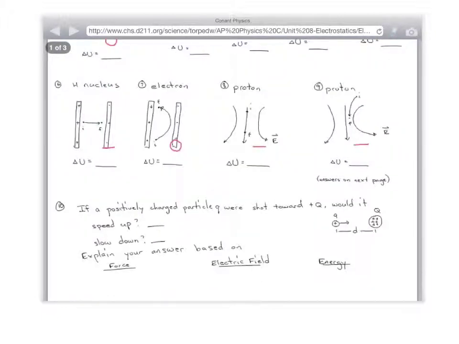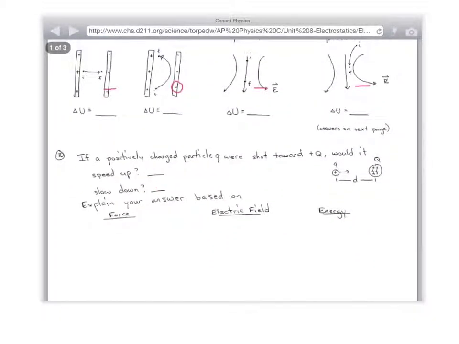If a positively charged particle q were shot towards big Q, would it speed up or slow down? Now for this one, I want you to work together in your tables and come up with an answer. Would this positive charge speed up or slow down as it was approaching big Q? And I want you to explain your answer based on force, based on electric field, and based on energy. So you should have 3 different explanations for this. You've got 5 minutes. Go.